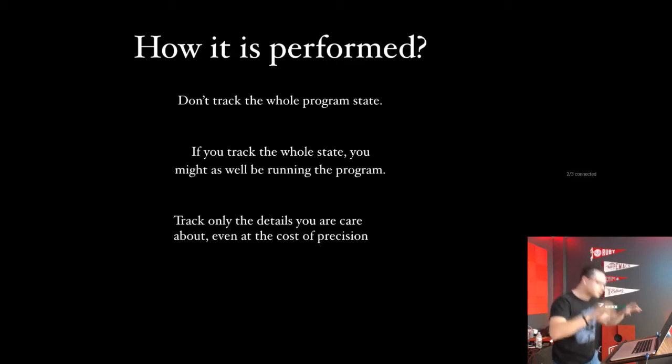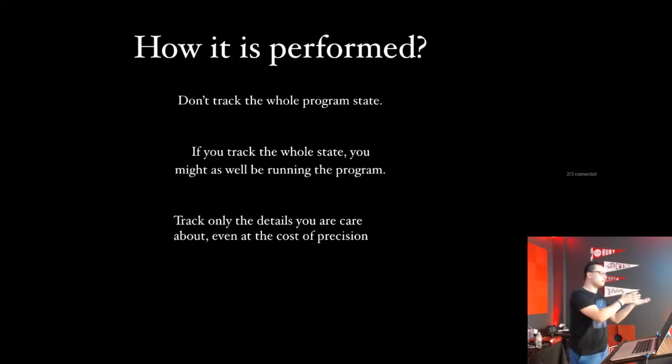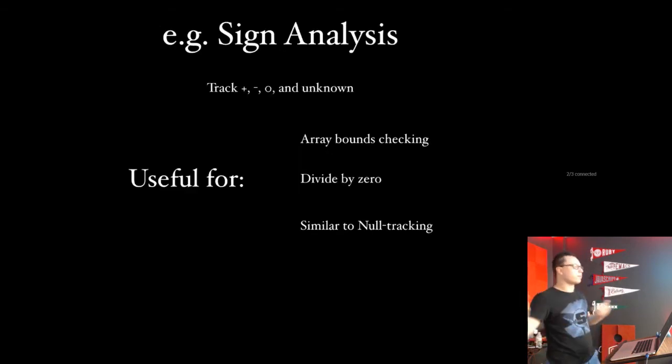You only track the things that you're interested in, and the amount of detail in how you track determines the precision of your analysis. If you've got really low detail and you're only tracking something very simple, your analysis is going to be very imprecise. And as an example of an imprecise analysis, we're going to talk about sign analysis. So sign analysis is kind of like the hello world of static analysis.